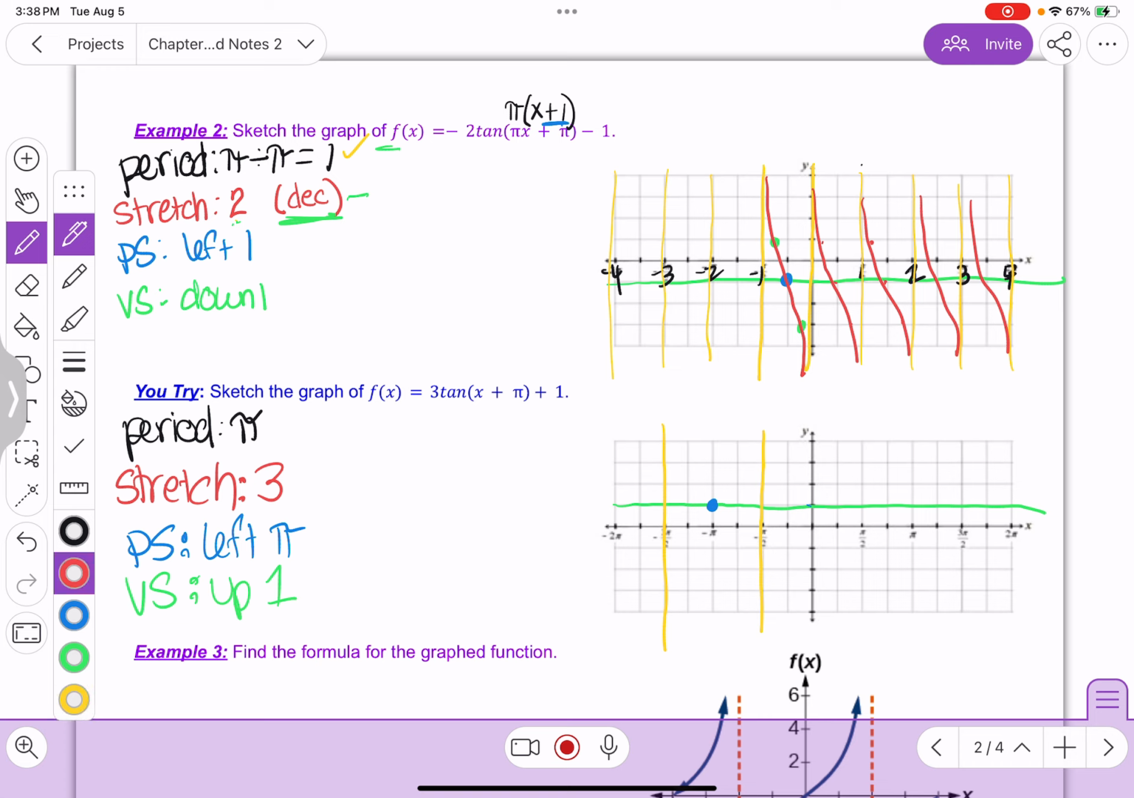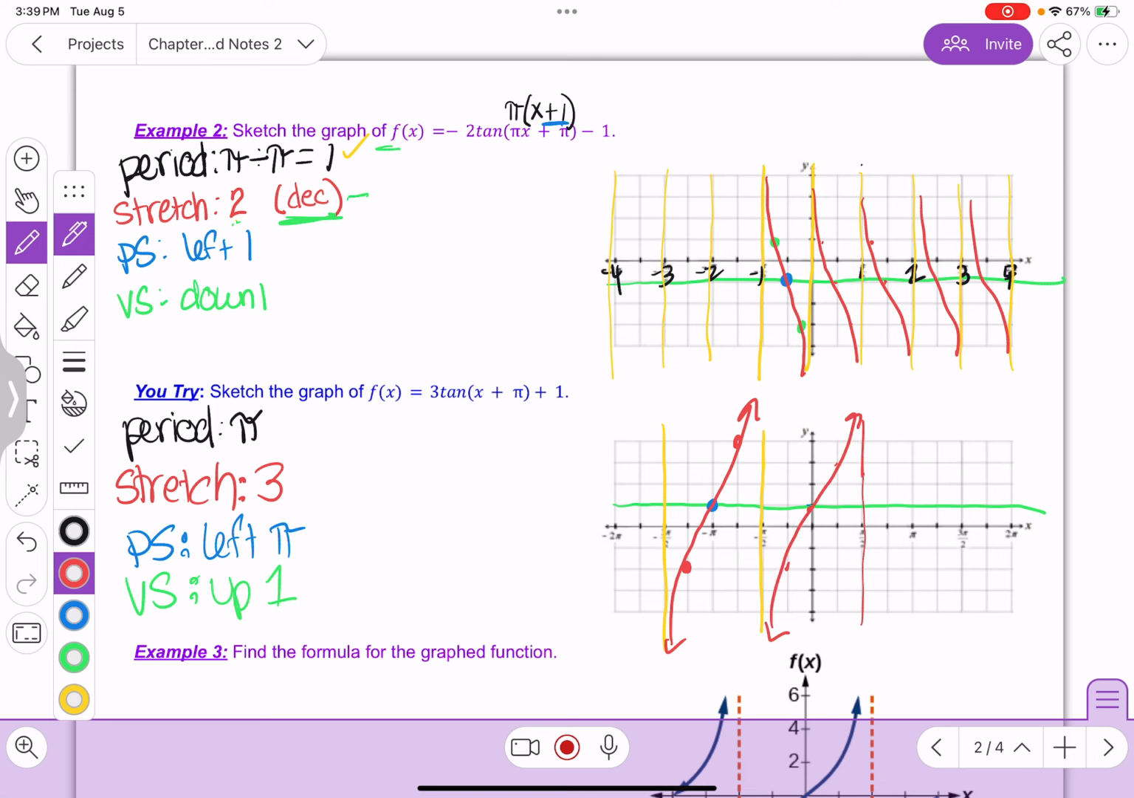And the stretch is 3. So halfway between the blue dot and the yellow line, I need to go up 3 on the right and down 3 on the left. And that would be 1 period of tangent. And if I did it again, it would look like that.